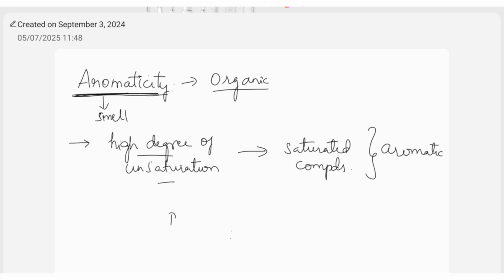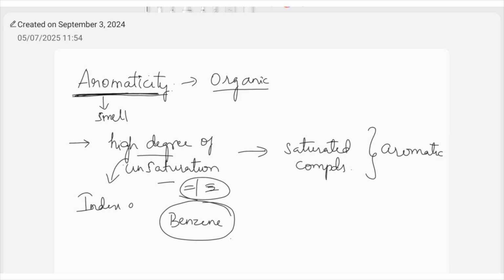Now, benzene is considered to be the parent member of all these aromatic compounds. Now, what is the meaning of high degree of unsaturation? Unsaturation is nothing but the presence of double or triple bond. So when do we have a double or triple bond? Whenever there are less number of hydrogens compared to the carbon atoms in that compound. So high degree of unsaturation is also nothing but the index of hydrogen deficiency.